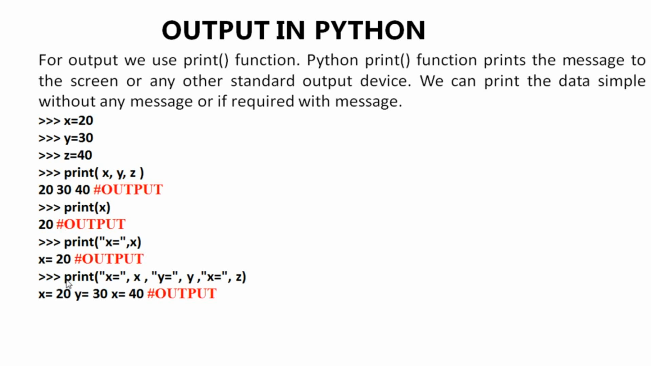Or you can do what? You can print multiple data with multiple messages. x is equal to, x, y is equal to, y, and here it would be z is equal to, z. So x, y and z, just rectify this, it would be z. So you can print multiple data with the print statement. So this is how we use input and output in Python.